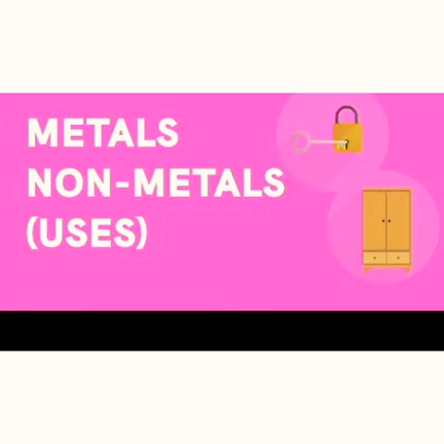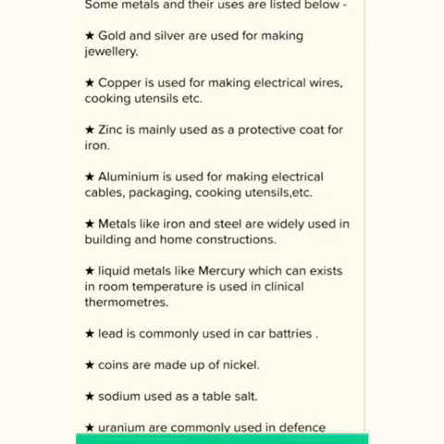The last topic of this chapter is uses of metals and non-metals. First we can see what are the common uses of metals. Metals are used for making jewelry, especially gold and silver. Copper is used for making electrical wires and cooking utensils. Aluminium is also used for making electrical cables, packaging, cooking utensils, etc. Metals like iron and steel are widely used in building and home constructions.